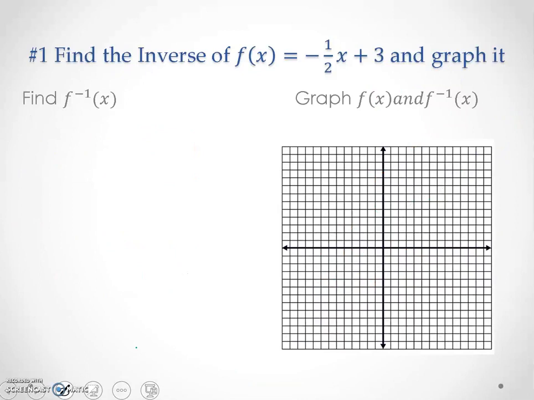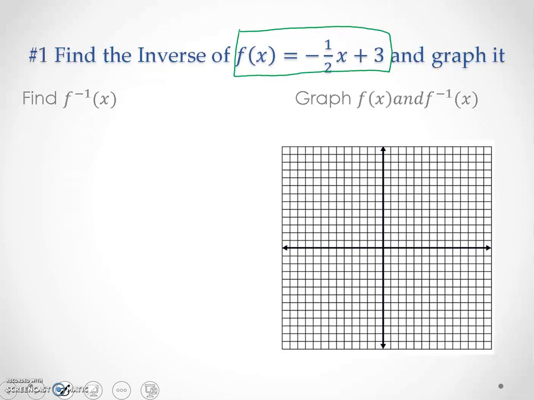So here we have two functions. We have the function f of x equals negative 1/2 x plus 3. And we're going to find the inverse of that function. We're going to graph both of those functions so that we can see that relationship a little bit better. Let's go ahead and graph this first one here in green.